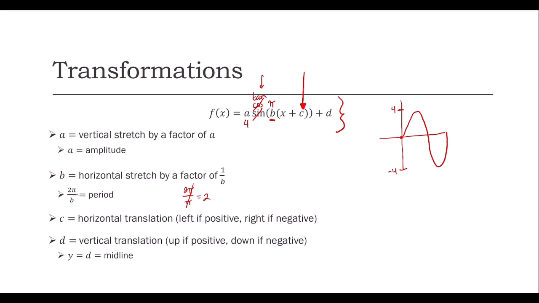Finally, d would be a vertical translation. Up if your d value is positive, down if it's negative. And y equals d would be your midline. So if d was 3, then you would take your function and your midline would be 3. So if it was sine, it would go up from there and then down, up. So that's what d would do to your function.